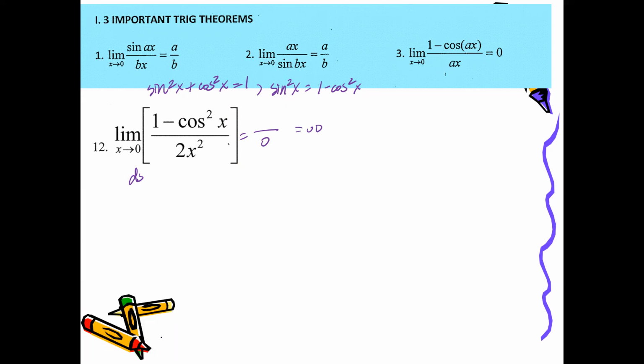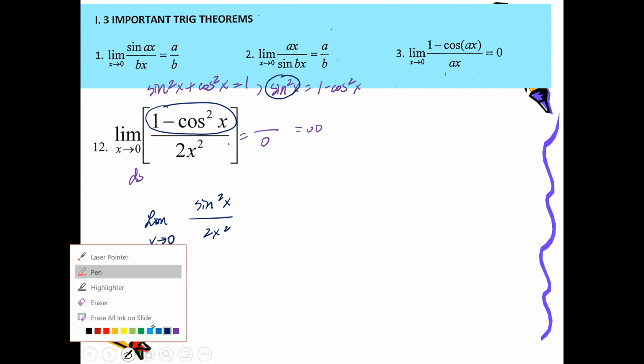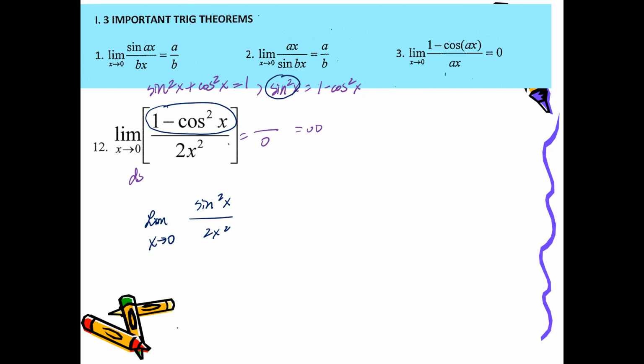All right, so then looking at this, I'm going to go ahead and replace the numerator with this new formula, with a new conversion, sine squared x over 2x squared. Now this looks a little bit better. And which one am I going to use with the special trig theorem? Well, there is one that we went over, and this one comes to mind. As x approaches 0 for the limit, sine x over x equals 1.